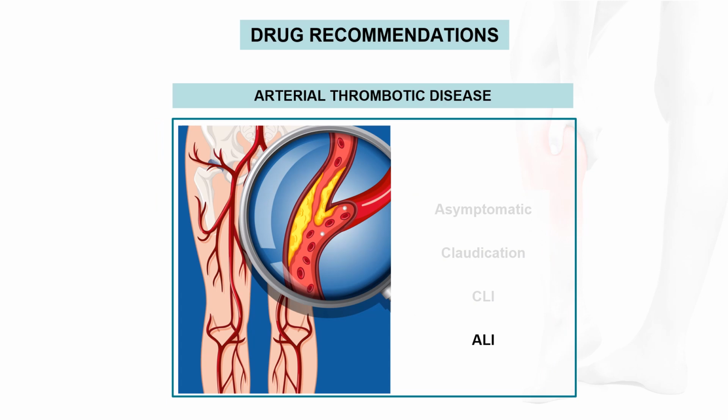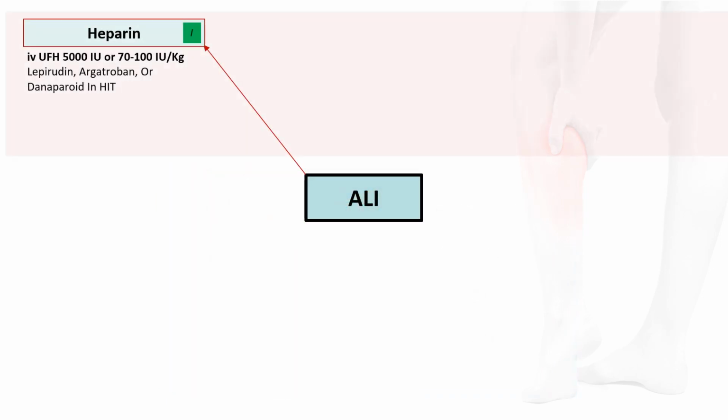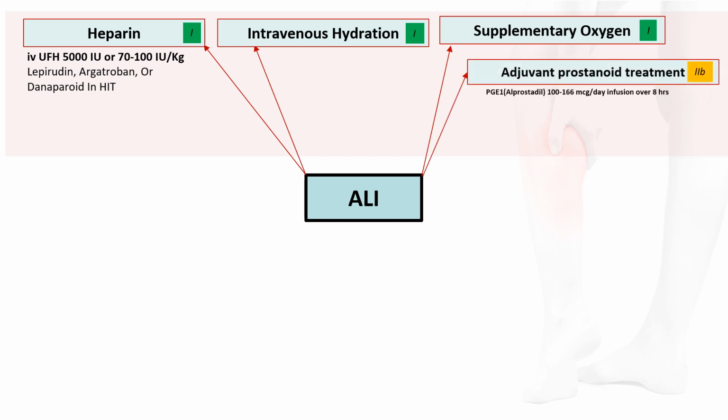Now, coming to acute limb ischemia, the acute limb ischemia patients, whenever diagnosed initially, would require the initiation of heparin, which is a class 1 recommendation, in addition to IV hydration and supplementary oxygen. The use of adjuvant prostanoid treatment is category 2B evidence. Systemic thrombolysis is a definite no when it comes to treatment of ALI.